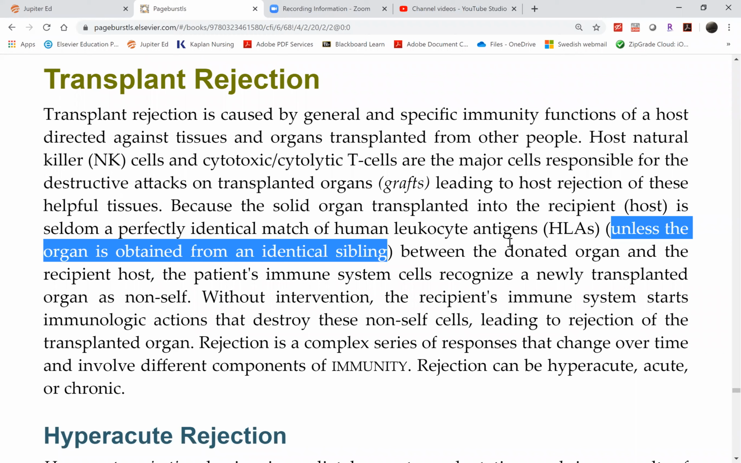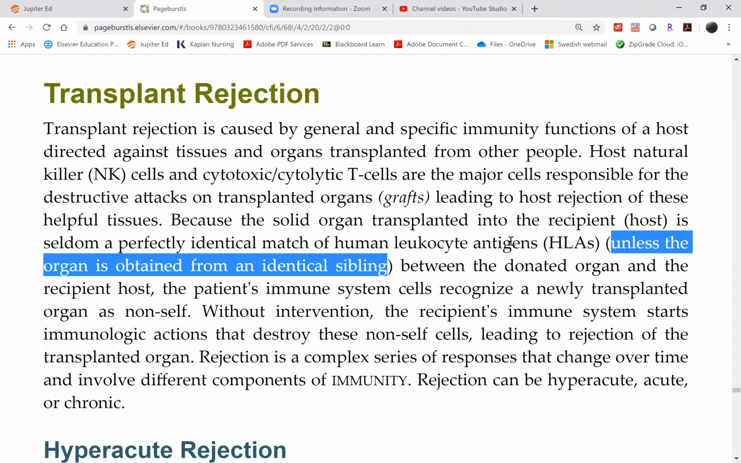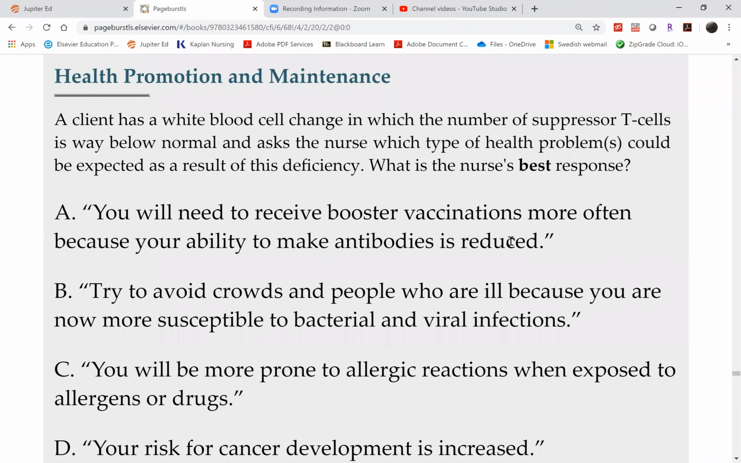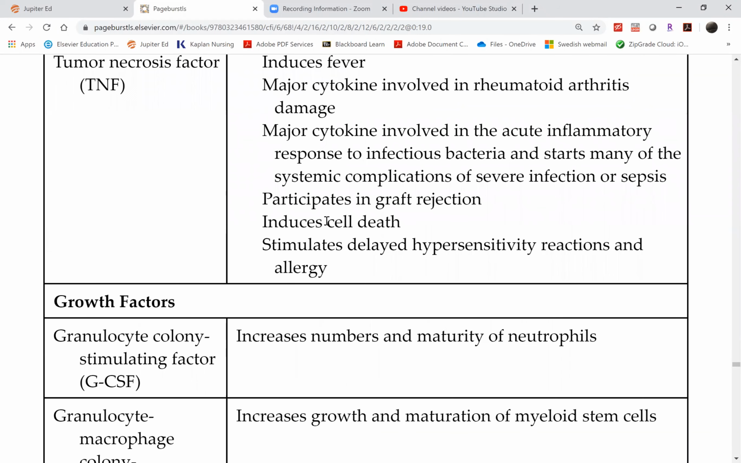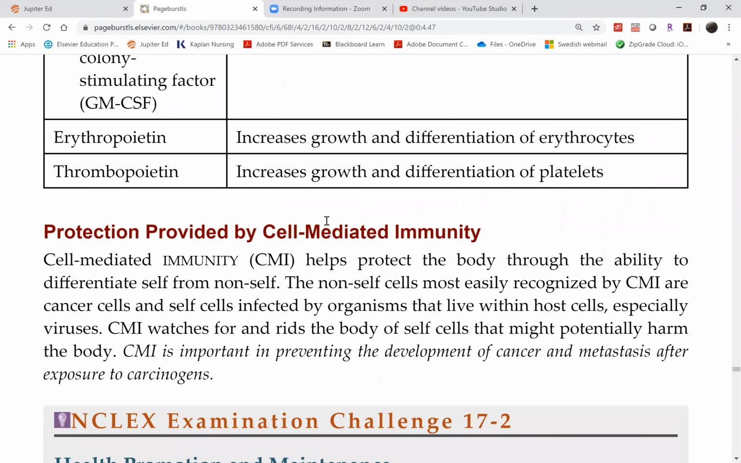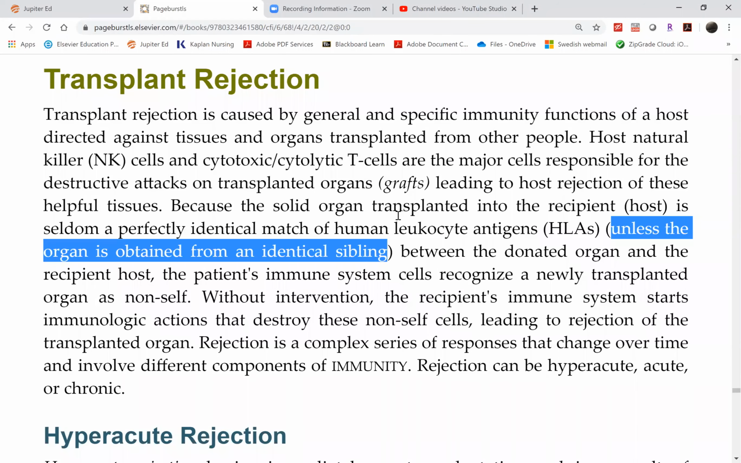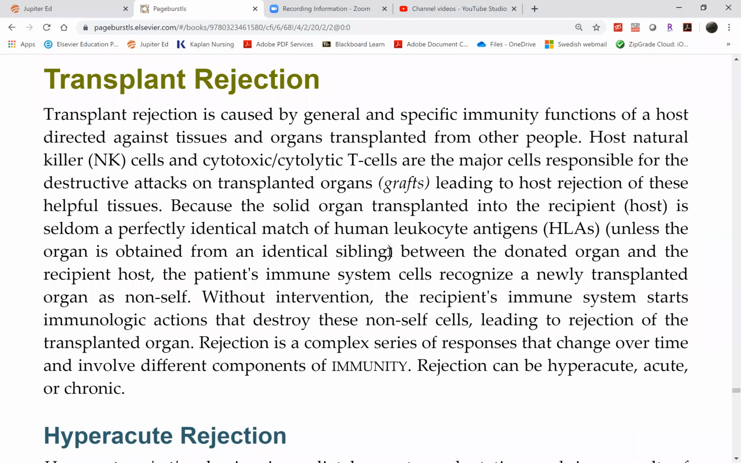Non-self. It will always be non-self. So the only way a solid organ transplant will survive in a host is to suppress these cytokines right here, which are responsible for organ rejection, because these guys stimulate these lymphocytes, the immune system, in order to fight an invader, which the solid organ that was transplanted actually is, because it's a foreign body. It's not part of you.